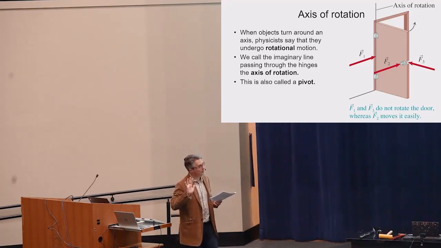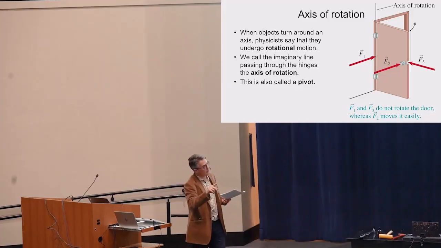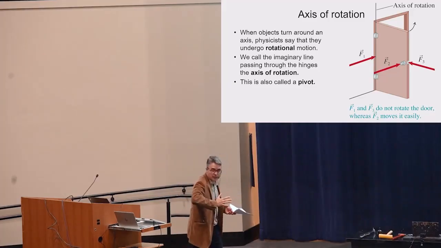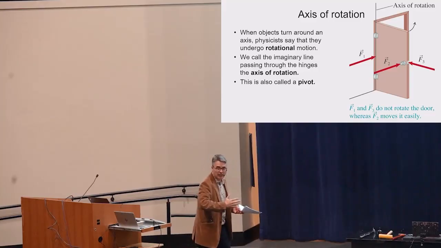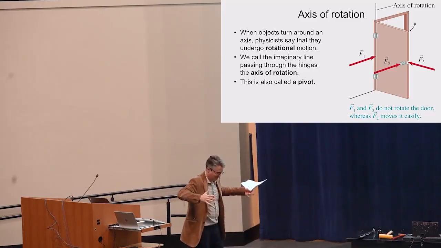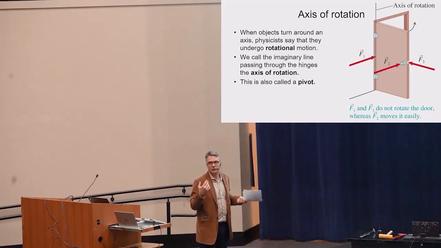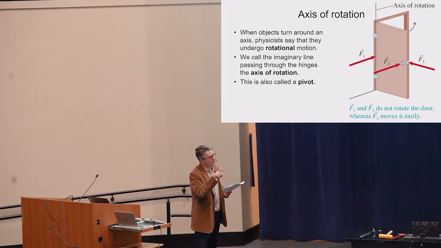And then there's more than one way to push on the doorknob. You can push in the way you want to rotate it, F2, or you could do the wrong thing, F3, where you're pushing a different direction. You can imagine the same magnitude force, but pushing in on the door, trying to squeeze the door. Squeezing the door is not going to turn the door. So once again, we would say F3 has less torque around that axis of rotation than F2.